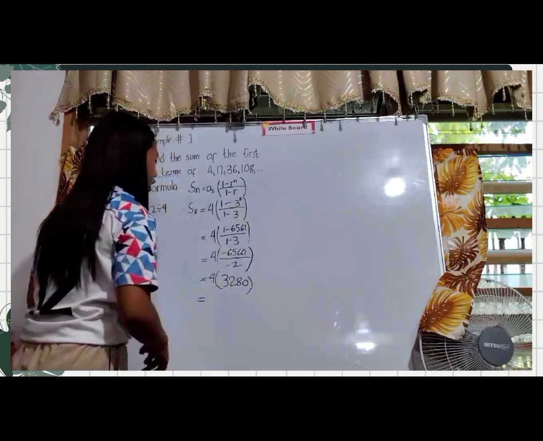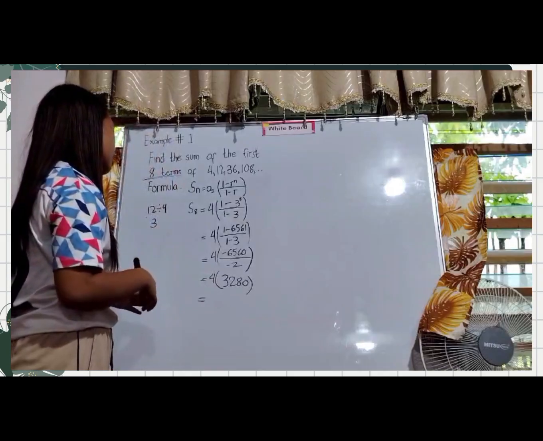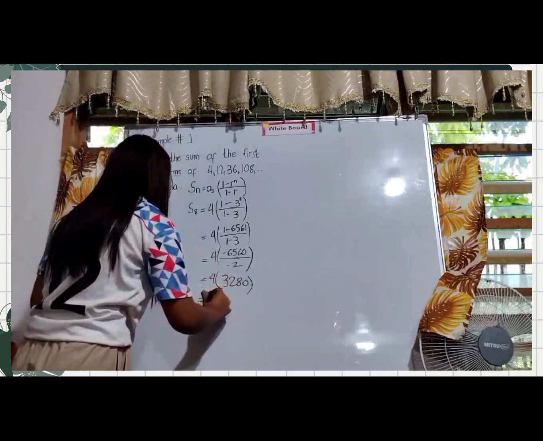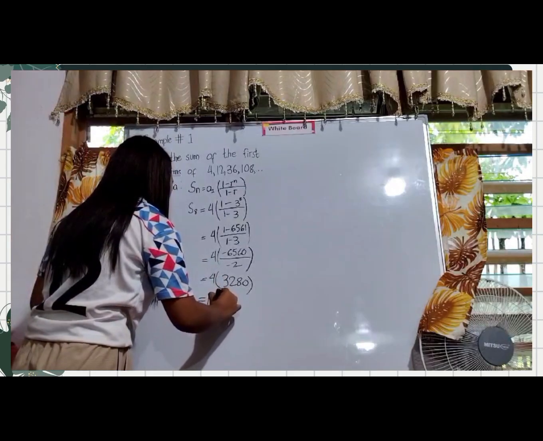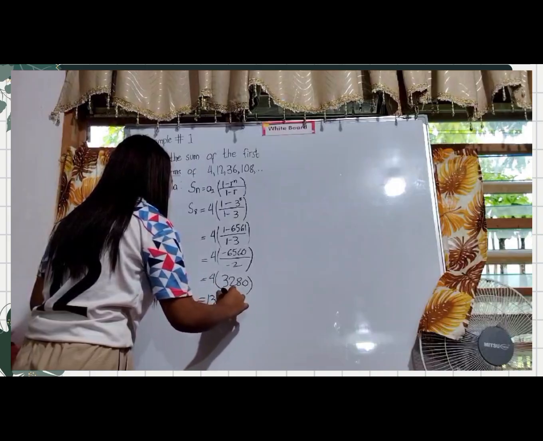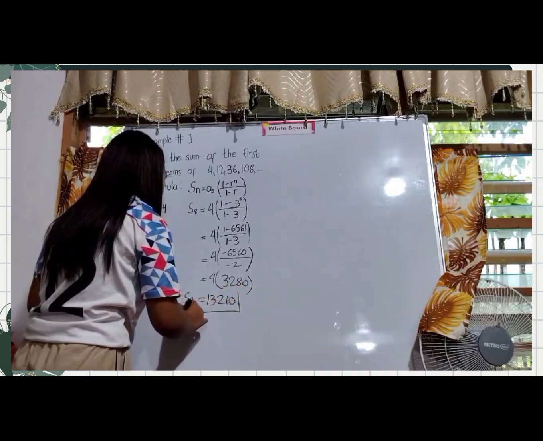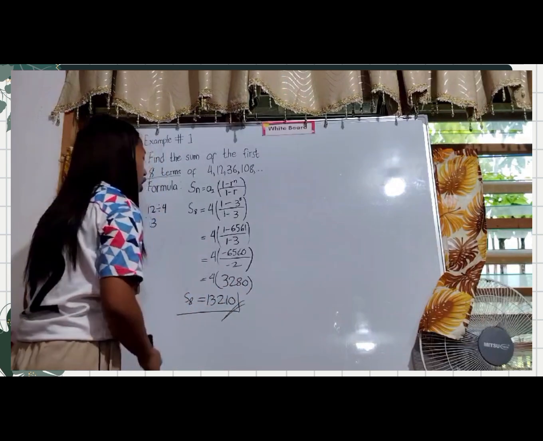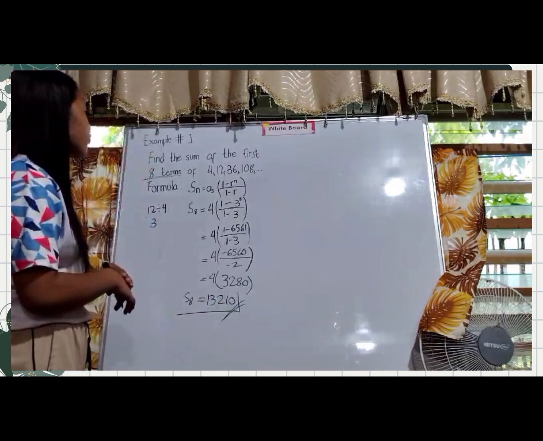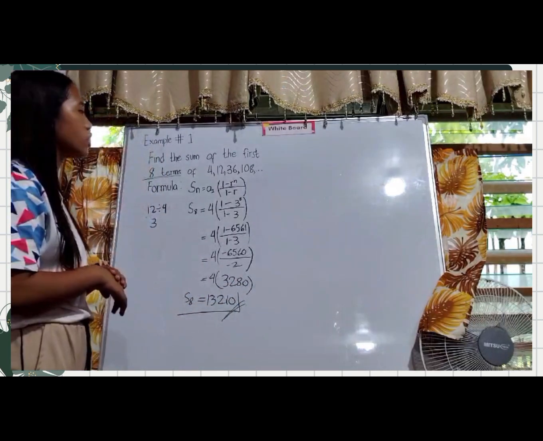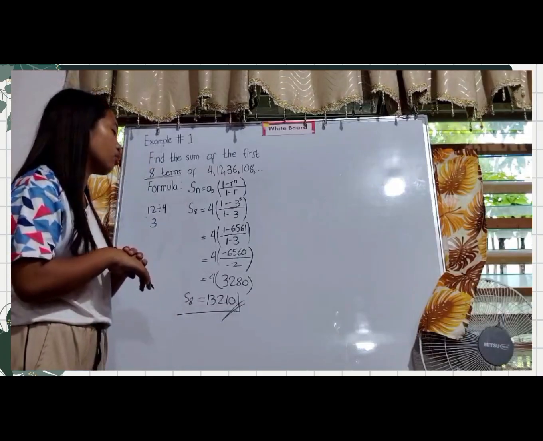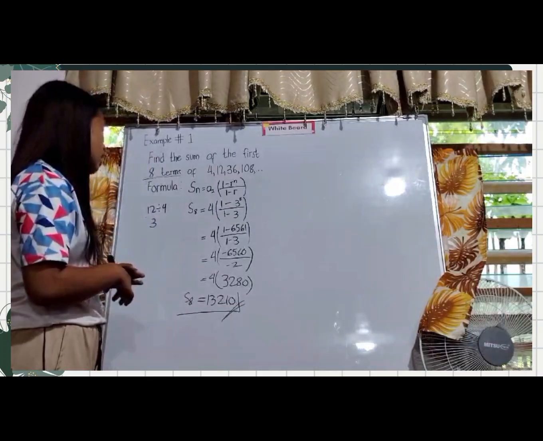So let's multiply 4 times 3,280, which equals 13,210. So our S of 8 is 13,210. Therefore, the sum of the first 8 terms of the given sequence 4, 12, 36, 108 is 13,210.